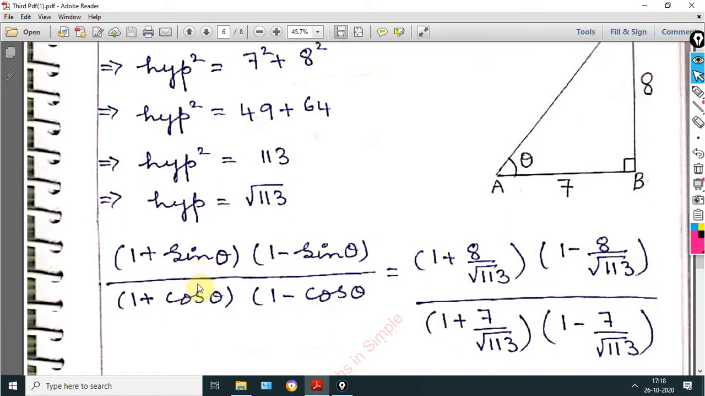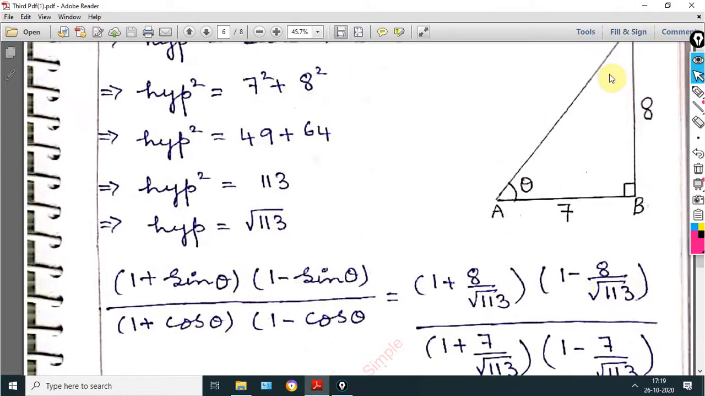He is asking us to find (1 plus sin theta)(1 minus sin theta) by (1 plus cos theta)(1 minus cos theta). So what are we doing? We are writing 1 as it is, plus sin theta. What is the sin theta formula? Okay, we will write here.